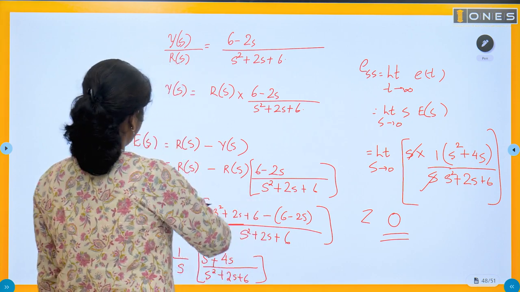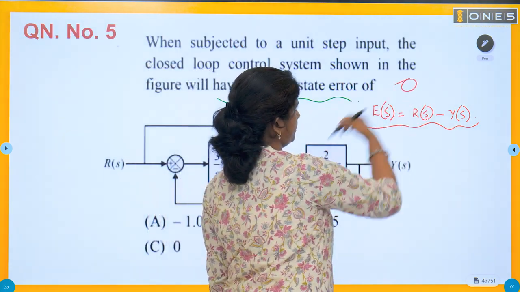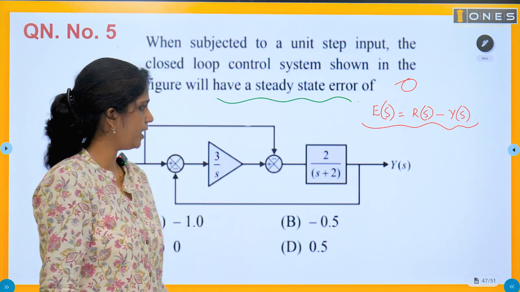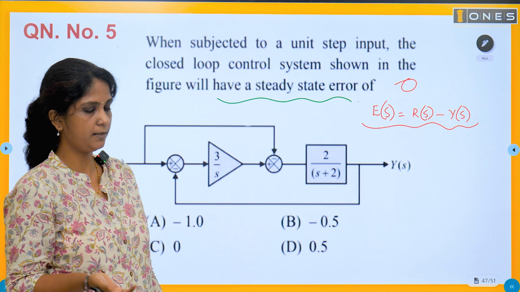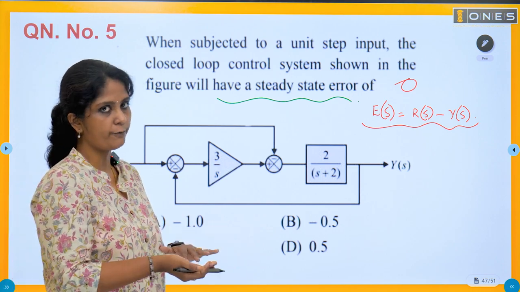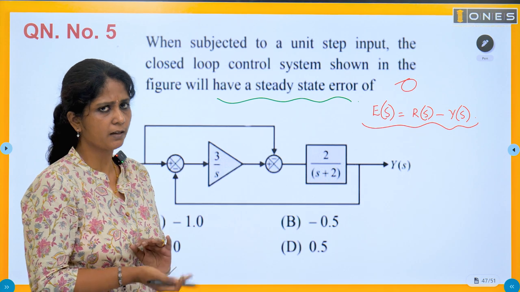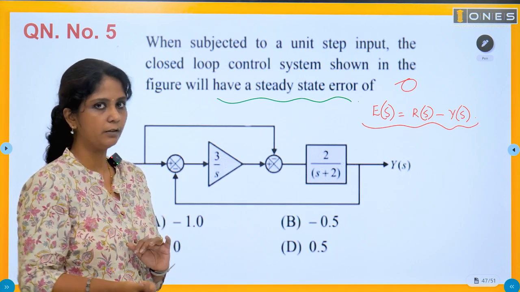So here we have a steady state error of 0. This was a previous year GATE question, a good question. You can expect questions like this this year regarding transfer function modeling, from which we deduce the steady state error. A signal flow graph is the best method to deduce the transfer function in no time.